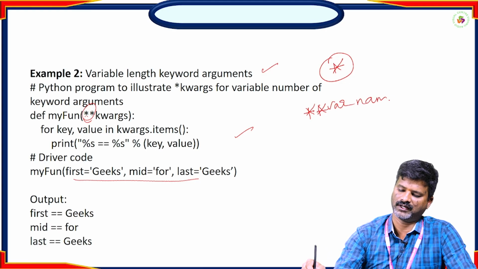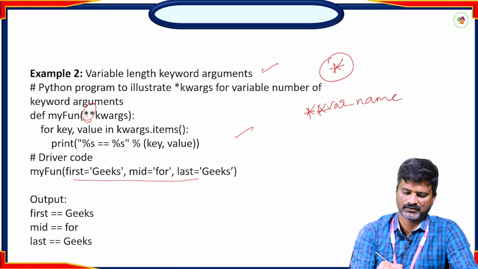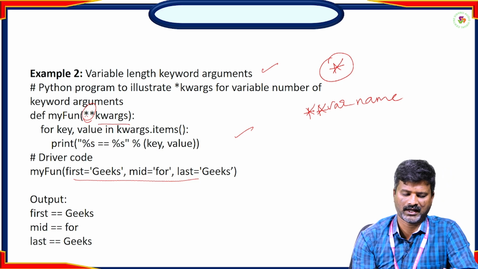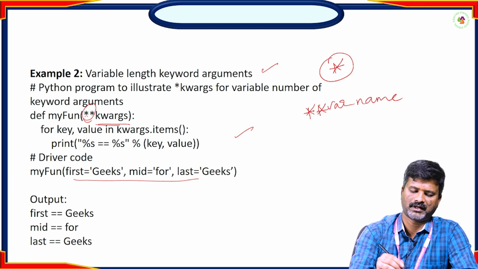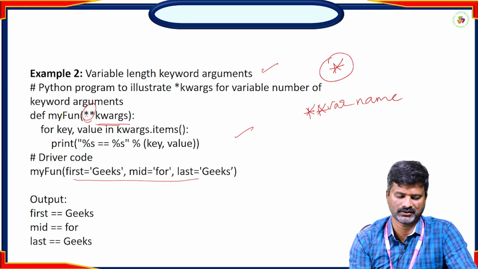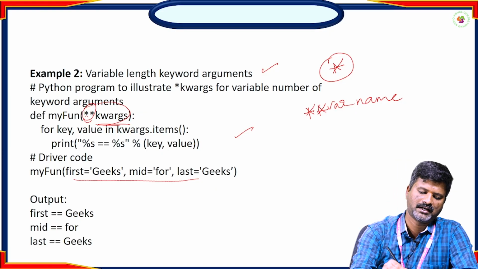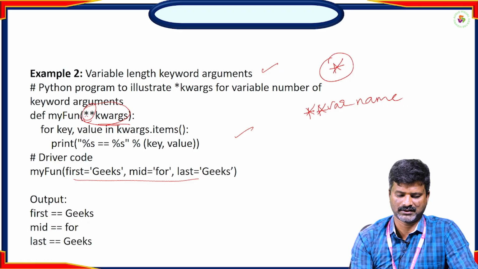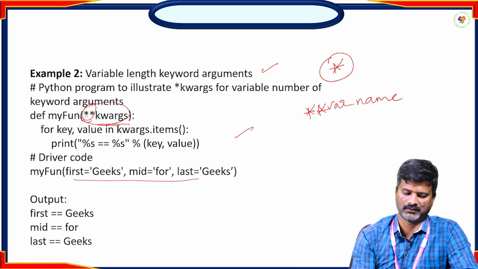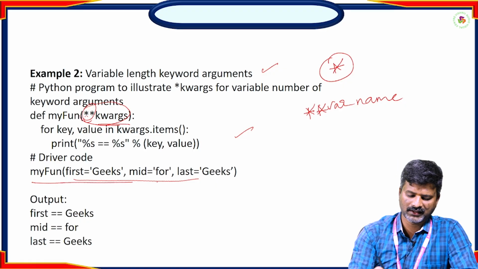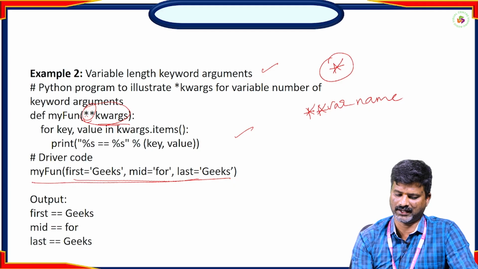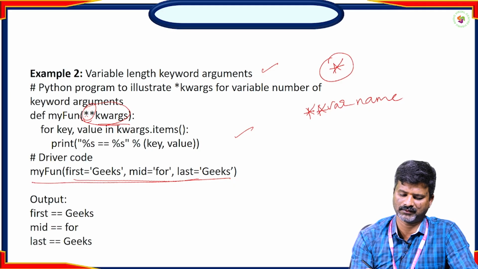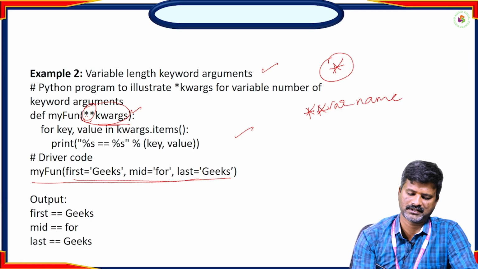Before the variable name you need to use a double star. In the same way here, we are defining some function. I don't know the number of keyword arguments I am passing to the function call, so that's why I am taking variable length keyword arguments, nothing but double star followed by variable name. And when I am calling this, you can pass any number of keyword arguments, maybe one argument.